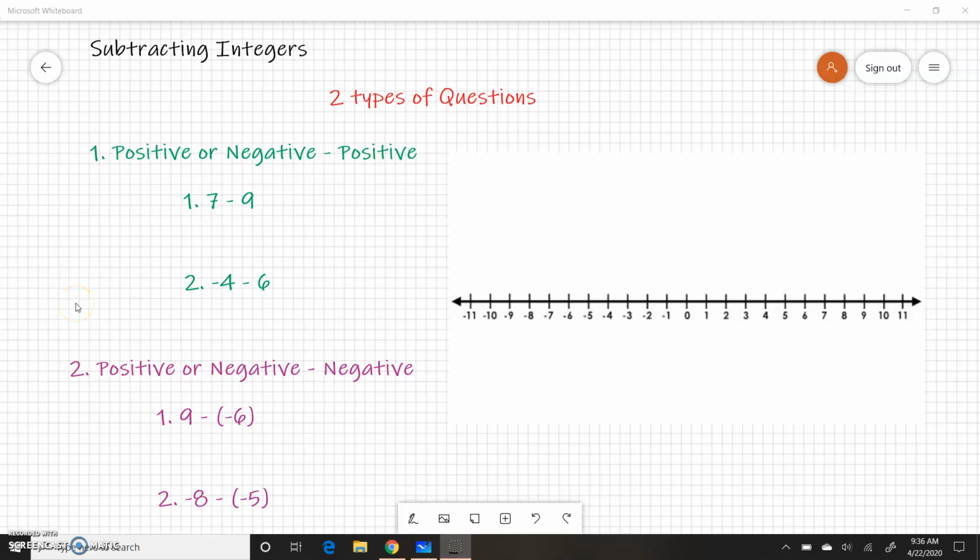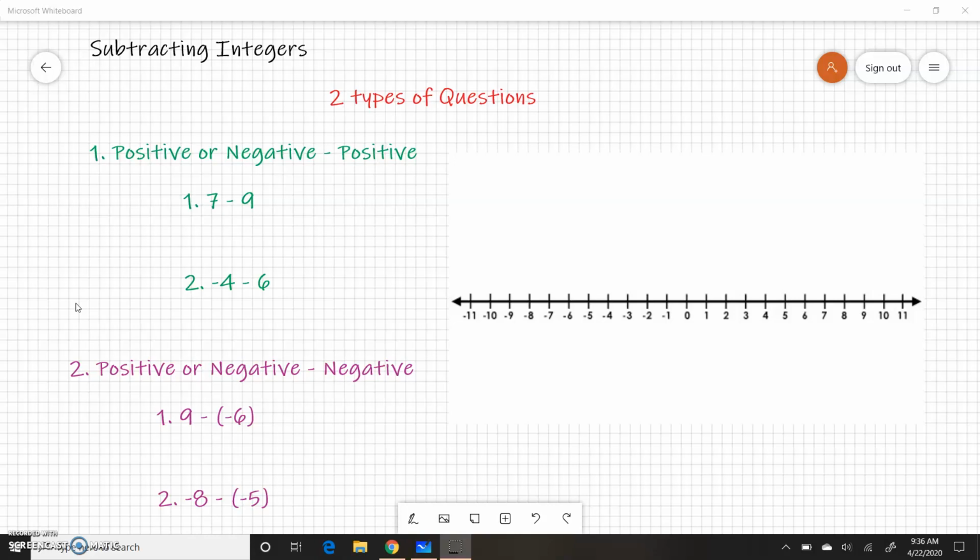Today we're going to be subtracting integers. So you're going to be posed with two types of questions today. Type 1 is in the green, where you'll be given a positive or a negative number, and you'll be subtracting a positive number from it. And then type 2 is in the purple, where you will have a positive or a negative number, and you're subtracting a negative number from it.